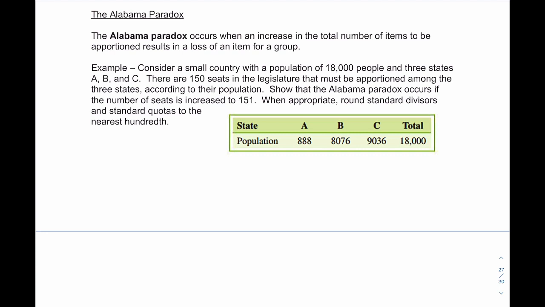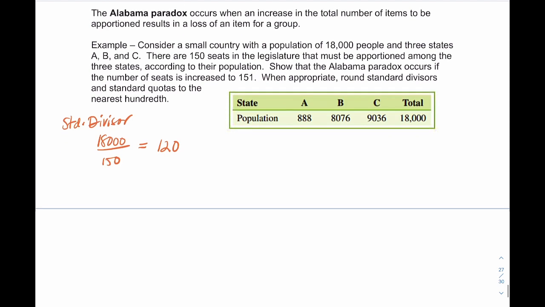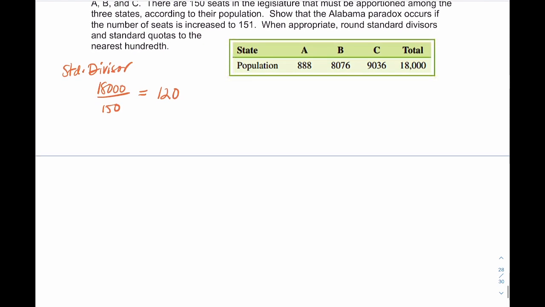So we know from 14.3, first we're going to take our total population, which is 18,000, and divide it by the number of seats, which is 150. And this is giving us our standard divisor, which will end up being 120. Then to get our standard quotas for each state, we would take 888 divided by 120, 8,076 divided by 120, and 9,036 divided by 120.